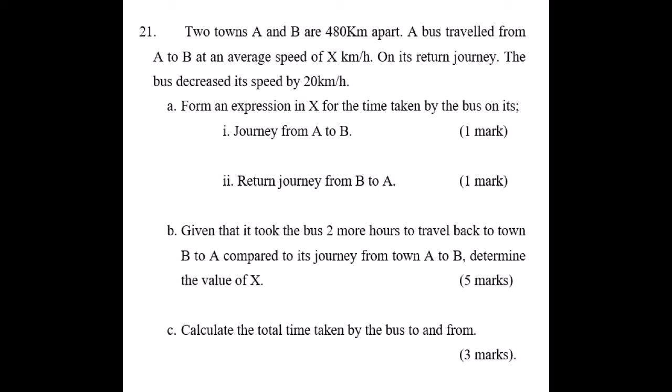Then part B, you're given that the difference between the time the bus took to travel to B and return, the difference in time, is 2 hours. So the bus took more time on the return journey. Remember, it was using less speed. So you find the value of x in that case. Then of course calculate the total time taken for the bus to travel from A to B, then B to A. That is question number 21.